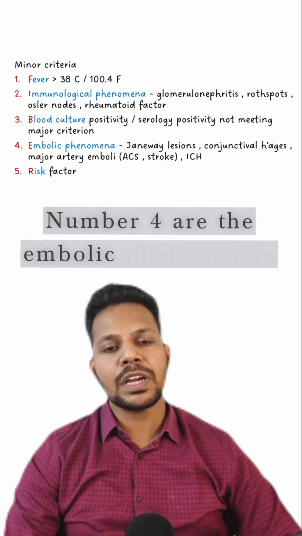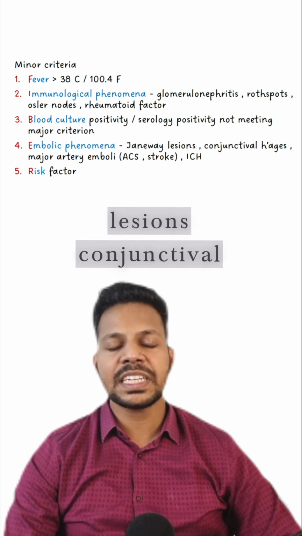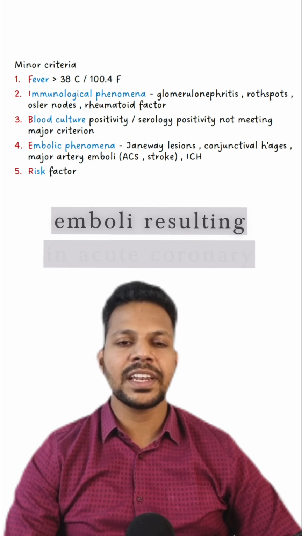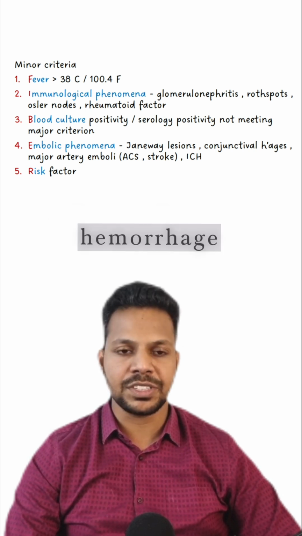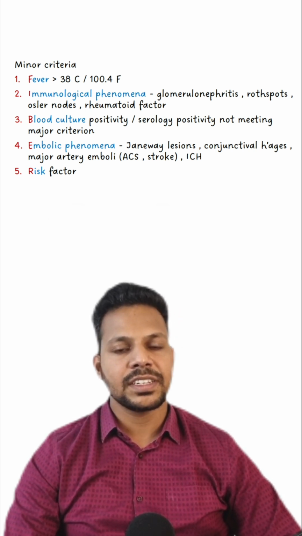E, number 4, are the embolic phenomenon, which are nothing but the Janeway lesions, conjunctival hemorrhages, major arterial emboli resulting in acute coronary syndrome, stroke, or intracranial hemorrhage. And lastly, R for risk factor.